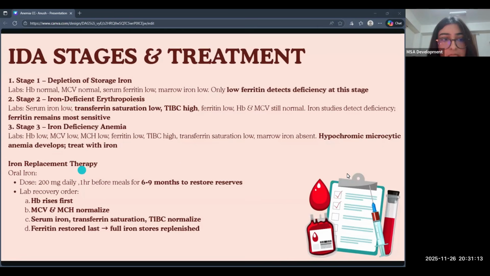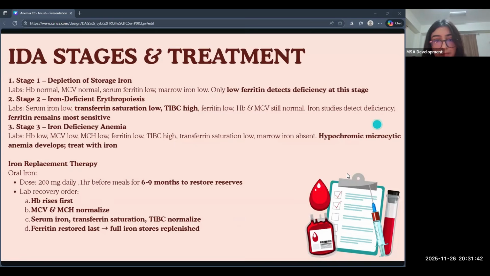We give oral iron. And oral iron, it's 200 milligrams. Do you need to know the dose? I don't think so. I don't think he'll ask. But it's important to remember you give it for 6 to 9 months to restore the reserves. Now, we said ferritin was the first to go down, right? It's also the last to come back up. So it's in an opposite order, which I want you to remember. So the HB rises first, followed by all of these, and lastly, ferritin, which means that the full iron stores are replenished.